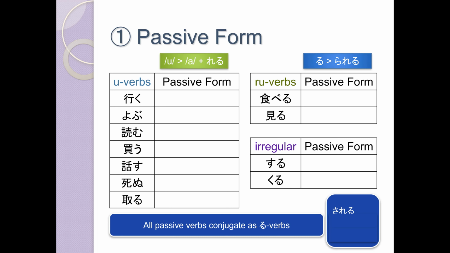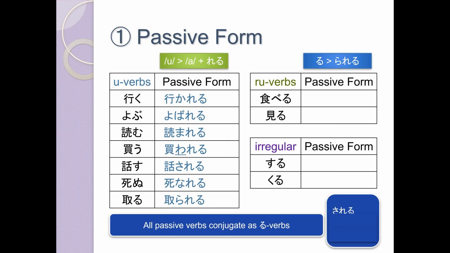So for example, we have iku. When we want passive form for u verbs, we want to change the u sound to an a sound and add reru. So iku becomes ikareru, yobu, yobareru, yomu, yomareru, kau, kawareru, hanasu, hanasareru, shinu, shinareru, toru, torareru.